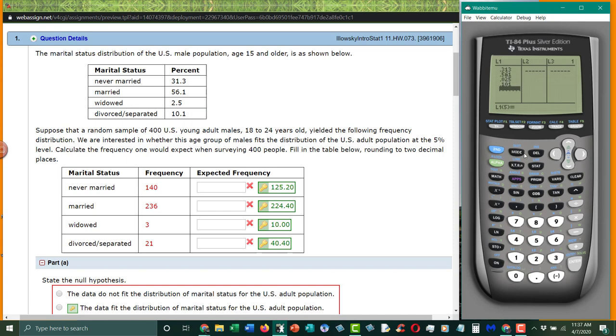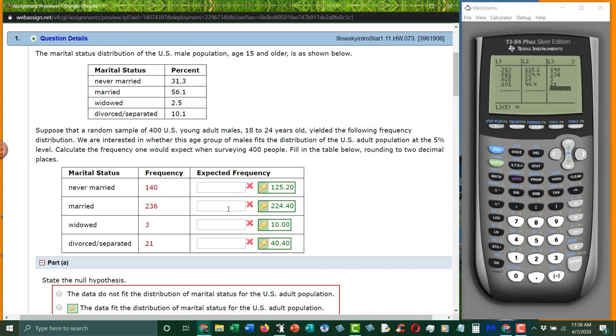So we take our percentages and multiply them by how many people were surveyed. I'm going to say that L2 is equal to L1 times 400. And this is our expected values. In the next list, we're going to put our observed values: 140, 236, 3, and 21. This only works if our expected values are higher than 5. Because our expected values are higher than 5, we can do the chi-square test.